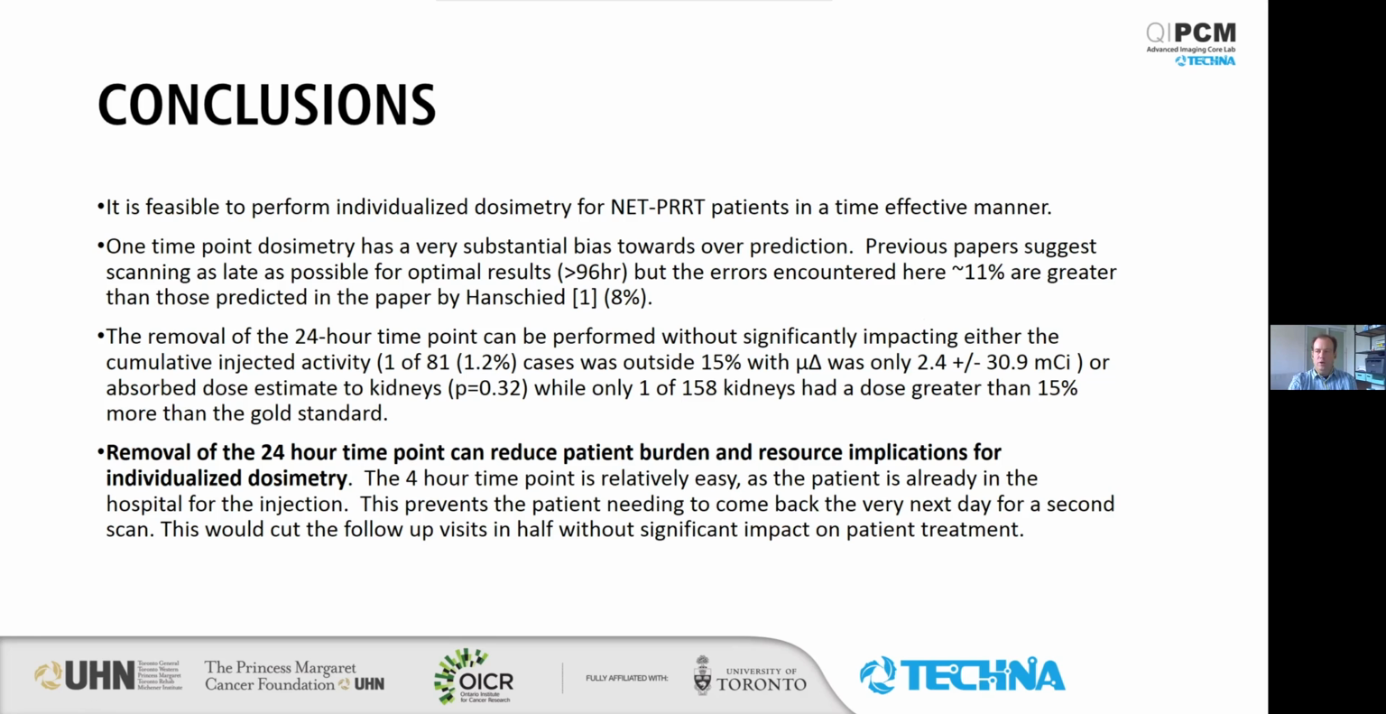Conversely, the removal of the 24-hour time point can be performed without significantly impacting either the cumulative injected activity, with only 1 out of 81 cases outside of 15%, or absorbed dose estimates to the kidneys, while only 1 in 158 of the kidneys had a dose greater than 15% more than the gold standard. Removal of the 24-hour time point can reduce patient burden and resource implications for individualized dosimetry as well. The 4-hour time point is very easy to obtain since the patient's already in the hospital for their injection. And this prevents the patient needing to come back for one of their 2 follow-up scans on the second day. This would cut the follow-up visits in half without significantly impacting the patient treatment.